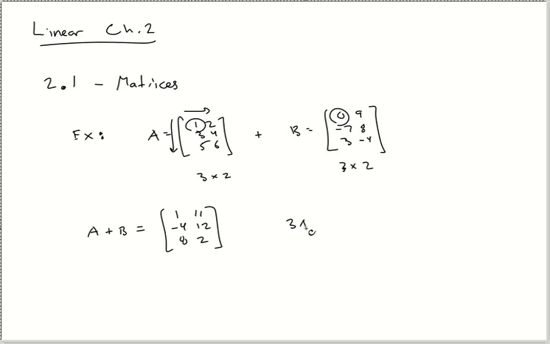What about 3A? So put a 3 in the front and then A. Well, 3 would distribute to each one of these. So 3, 6, 9, 12, 15, 18. That's pretty easy. Just distribute the 3 to every single number.